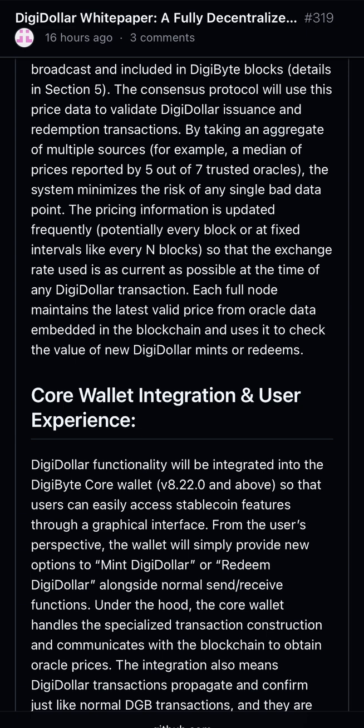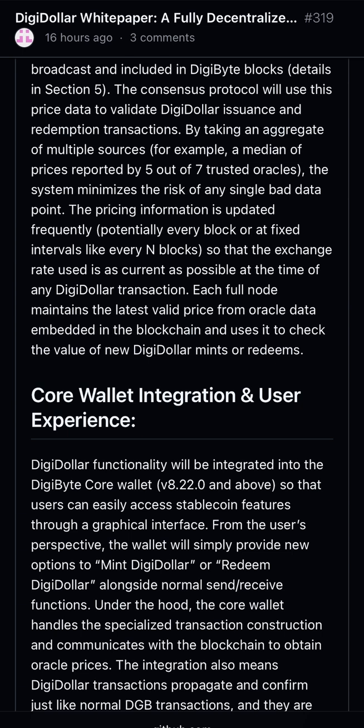By taking an aggregate of multiple sources, for example, a median of prices reported by 5 out of 7 trusted oracles, the system minimizes the risk of any single bad data point. The pricing information is updated frequently, potentially every block, or at fixed intervals, like every n blocks, so that the exchange rate used is as current as possible at the time of any DigiDollar transaction.